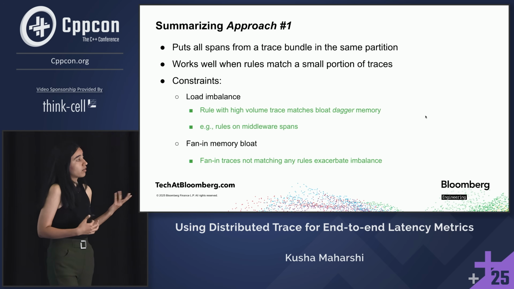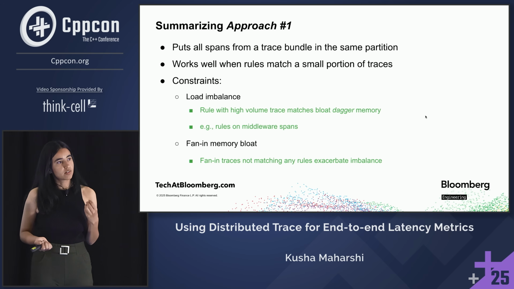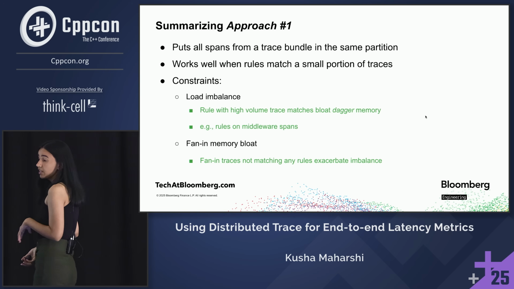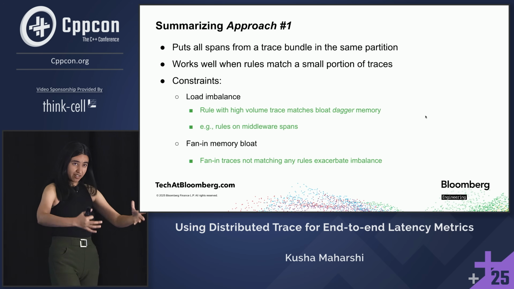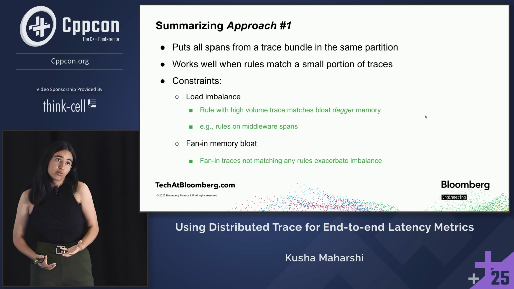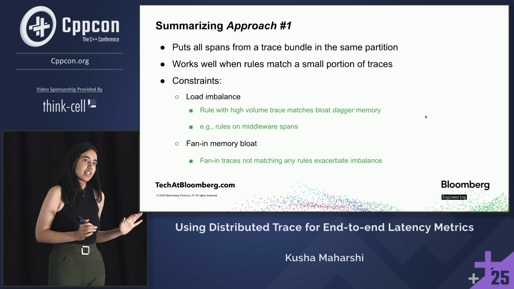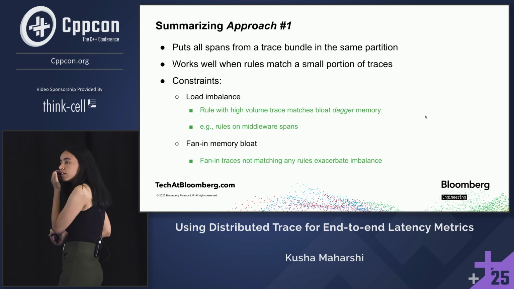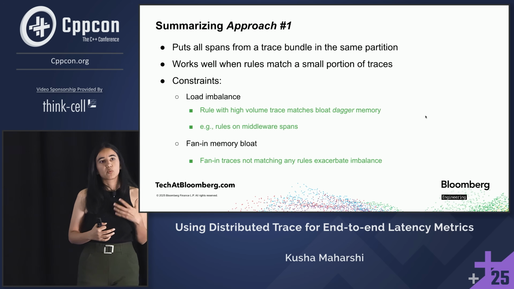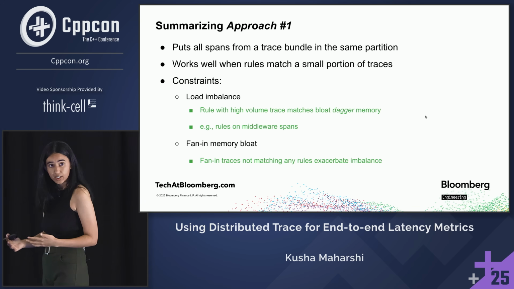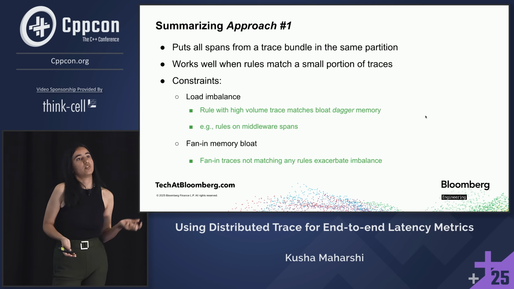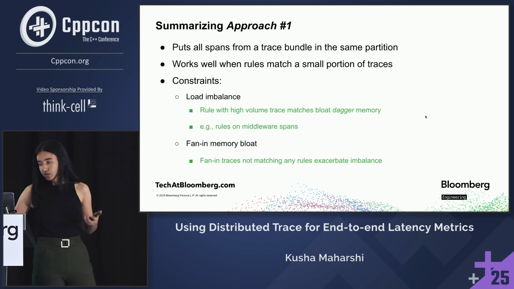So for example, if you've got rules that run on some type of middleware spans that you expect to see in most of your traces, that is going to lead to load imbalance. Additionally, remember how we're putting all the traces in the same bundle together? That will further exacerbate that issue because we're adding to the memory because of this fan-in bloat, as I like to call it. And so, because of this constraint, we wanted to see how we can future-proof it for scalability as we onboard new rules and maybe heavier rules. And that's when we thought about approach number 2, which is what I'll get into now.